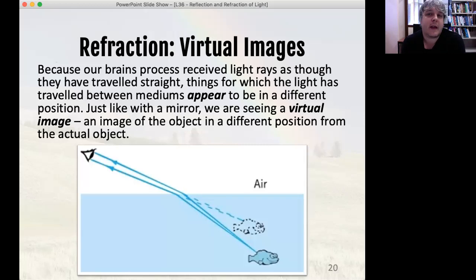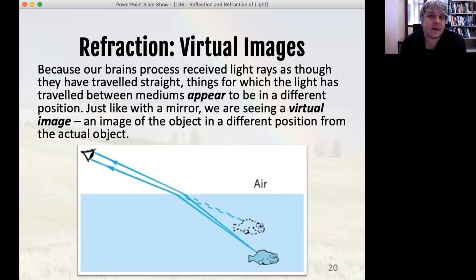This leads us to another type of virtual image. We saw with mirrors, we had a virtual image because we had an image that wasn't actually an object in that place, and that it was in a different position from the real thing. Indeed, that's how you can view yourself, because your image ends up in a different place from you.